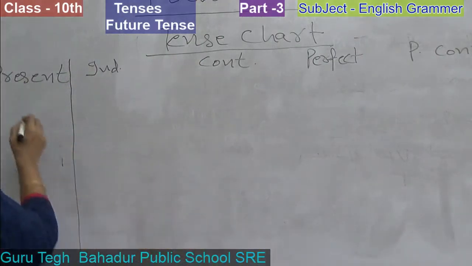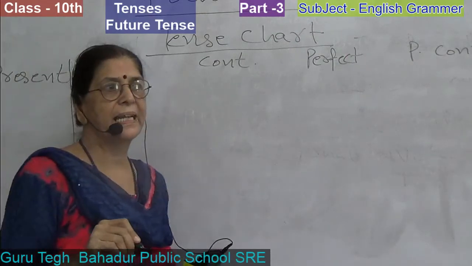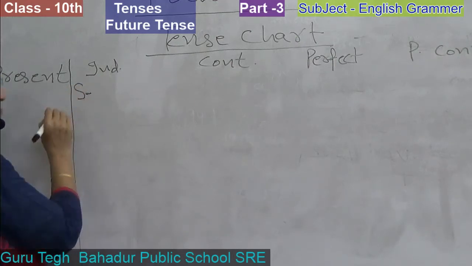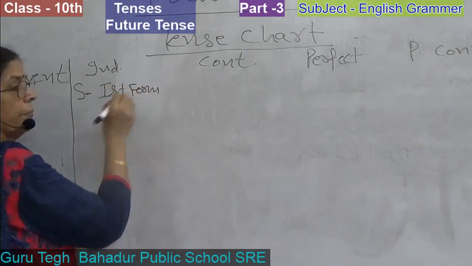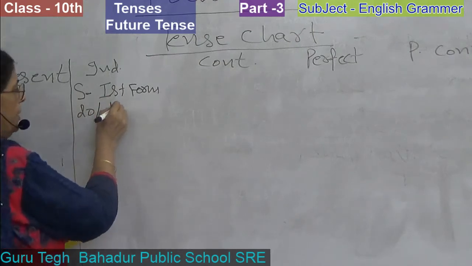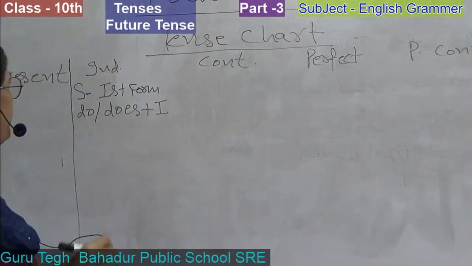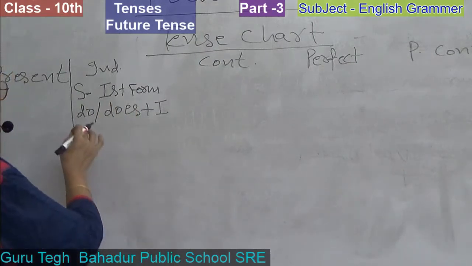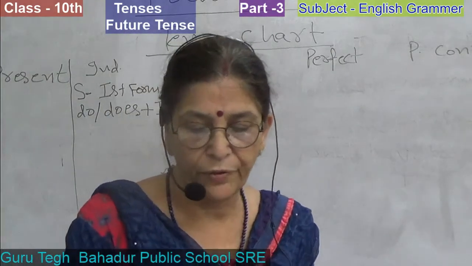Now what you have to learn, I told you that mainly in tenses, three types of sentences you have to keep in mind: simple sentences, negative sentences and interrogative sentences. In simple sentences, I am writing only S. In simple sentences, we have to use the first form. Then in negative and interrogative, what do we use? Do, does, plus first form. Keep in mind that in simple sentences where there is only the statement, we use only the first form. But in negative and interrogative sentences, we use do, does, plus first form of verb.